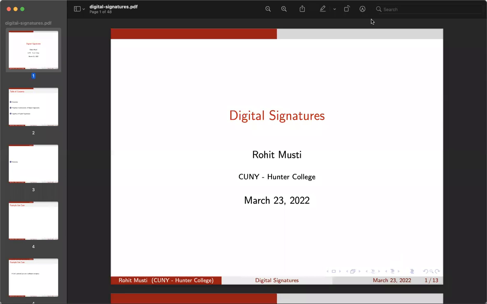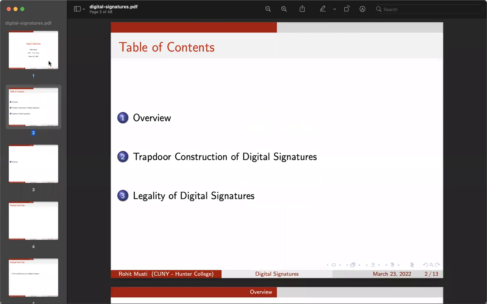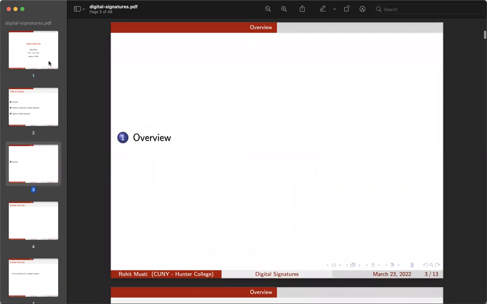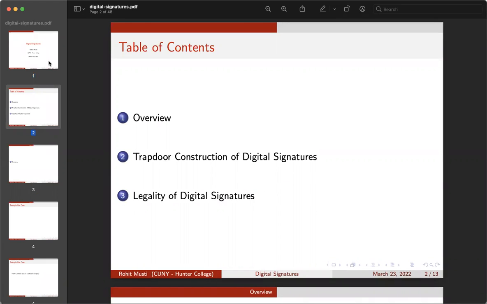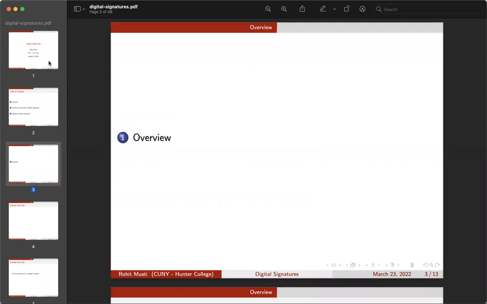Share screen. Okay. So digital signatures. Overview. Then we'll go over the trapdoor construction of digital signatures. And then we will discuss the legality of digital signatures. One of my favorite parts of cryptography is these weird legal implications. So first, an overview.